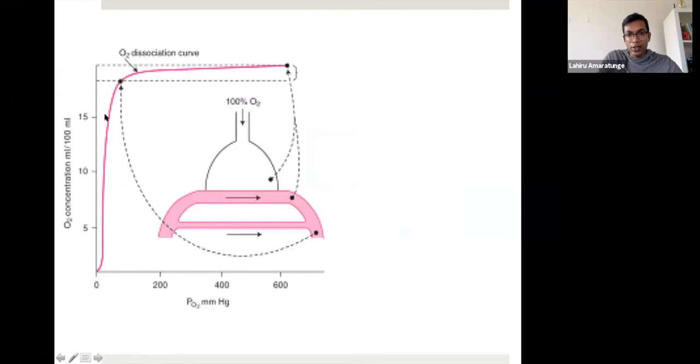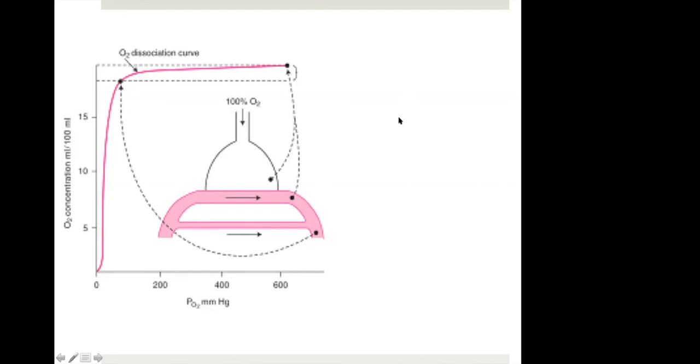Simon, just while you're at it, can you explain to me what this graph is showing? Let me just remind myself of this one. Okay, so this graph shows the partial pressure of oxygen in millimeters of mercury on the x-axis and the oxygen concentration in milliliters per 100 mL of blood on the y-axis. It shows that as the partial pressure of oxygen increases, the oxygen content of blood also increases, rapidly up to a partial pressure of approximately 75 millimeters of mercury. Beyond that point, the increase in oxygen concentration begins to plateau.